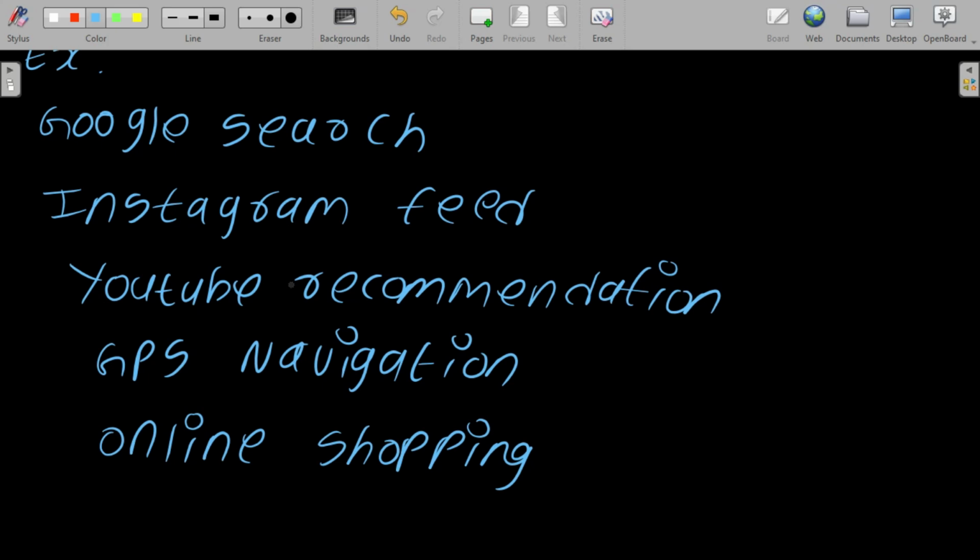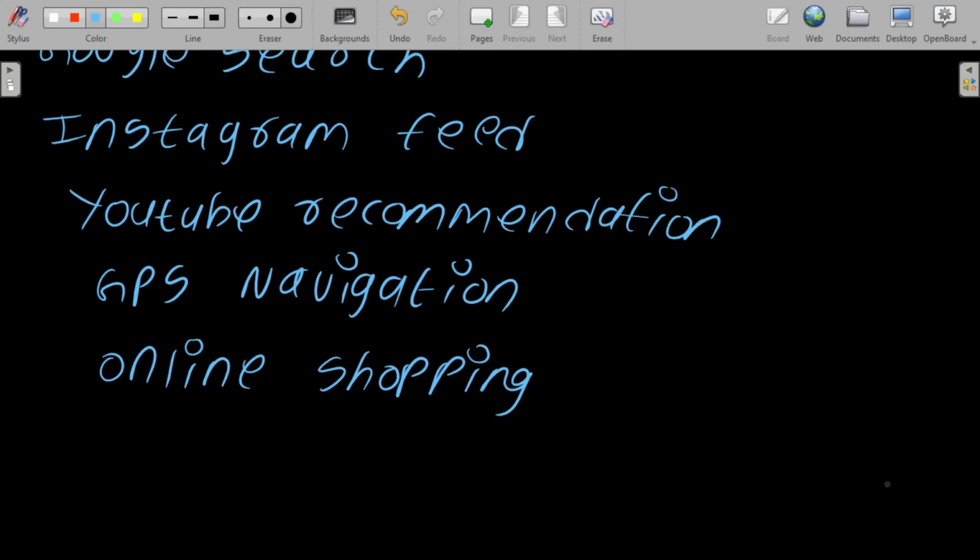The third one is YouTube recommendation. The algorithm suggests videos based on your interest and watch history. I guess this video was also recommended by YouTube, I think. The fourth one is GPS navigation. The algorithm calculates the shortest path to a destination. And we're gonna see online shopping. The algorithm recommends products that you may want to buy. So algorithms are part of our daily life.